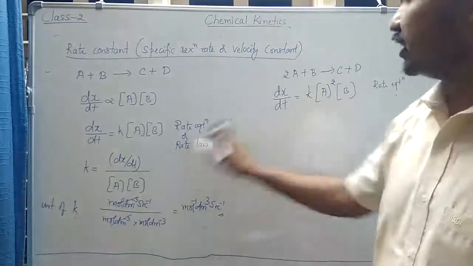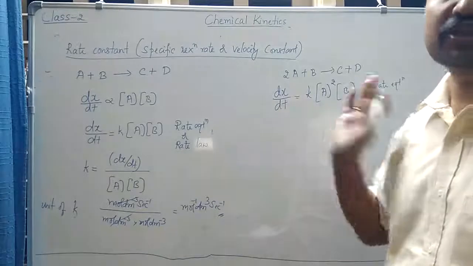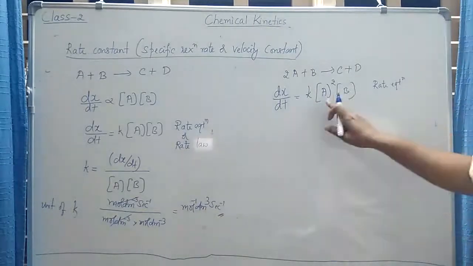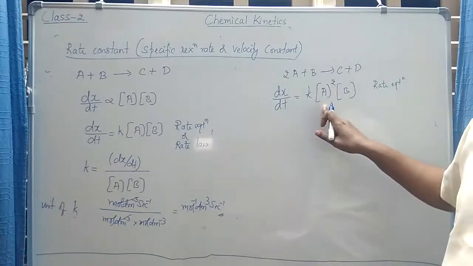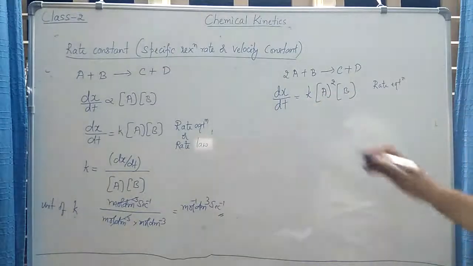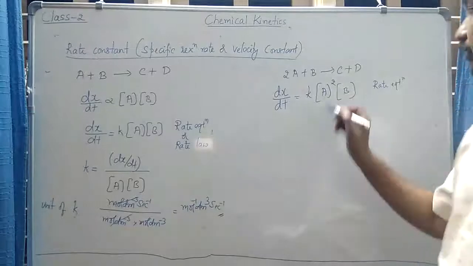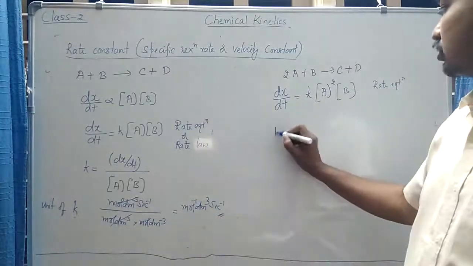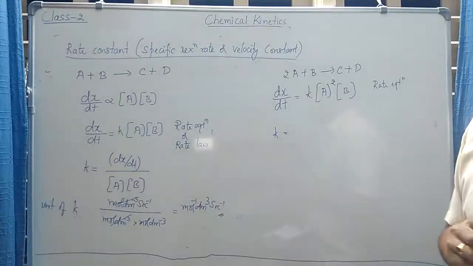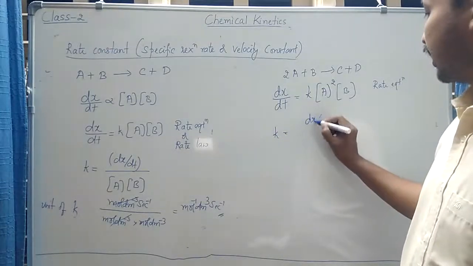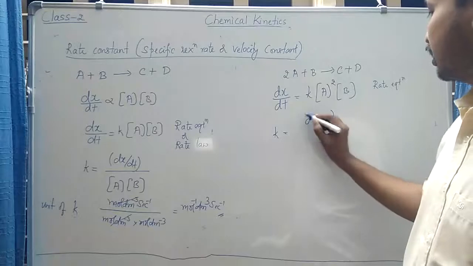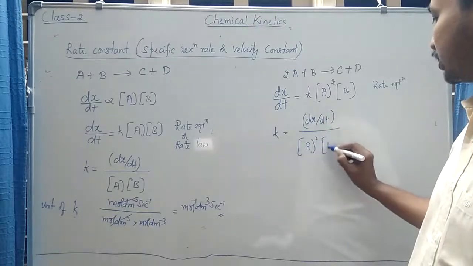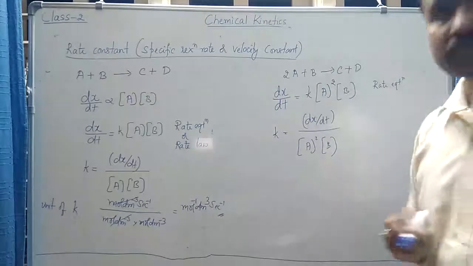If you compare the rate equation or rate law for these two reactions, they are somewhat different in terms of how the concentration of A appears in these two equations. Now let us find out the unit of rate constant. Is it the same as what we obtained here or different? Let me rearrange this equation. K is equal to rate, dx by dt, divided by concentration of A square into concentration of B.